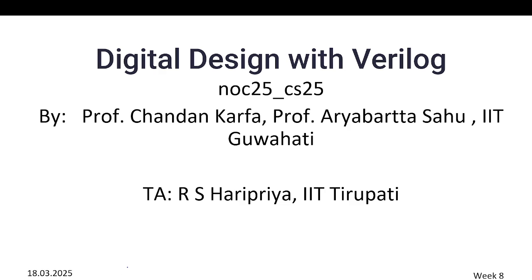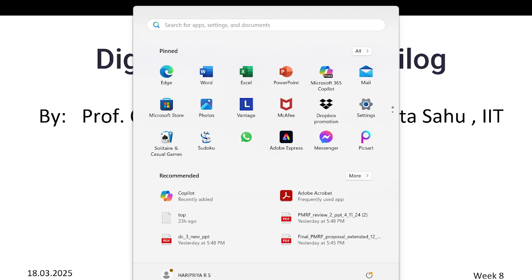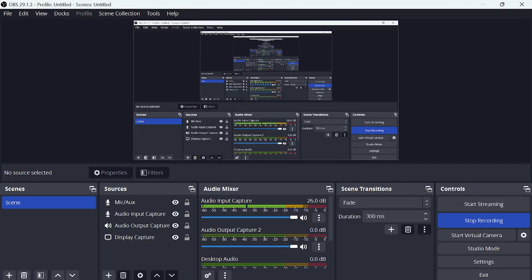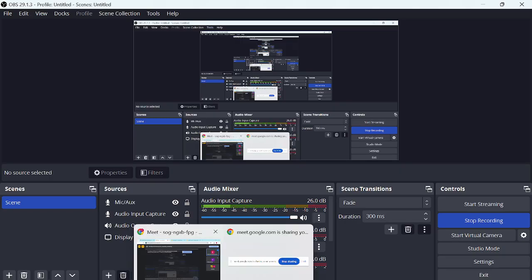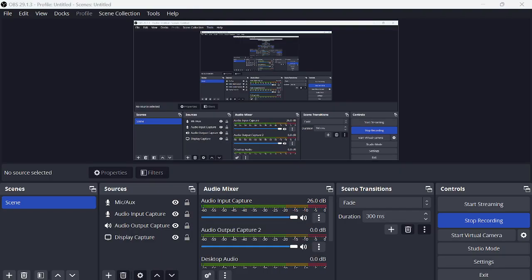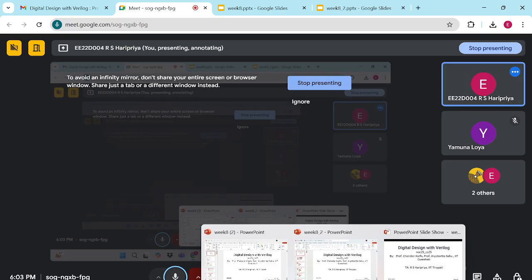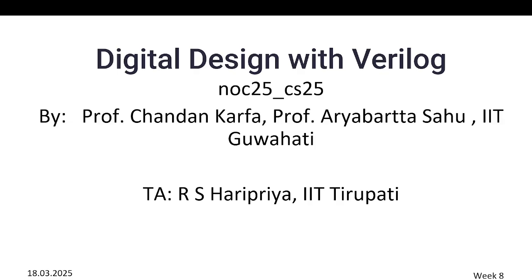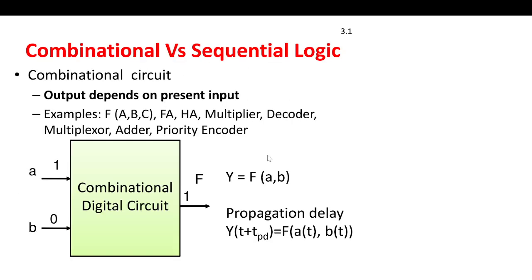Welcome to today's problem solving section, course Digital Design with Verilog, week 8. So today we will see the sequential circuit and the Verilog code for the sequential elements such as flip-flops and latches.